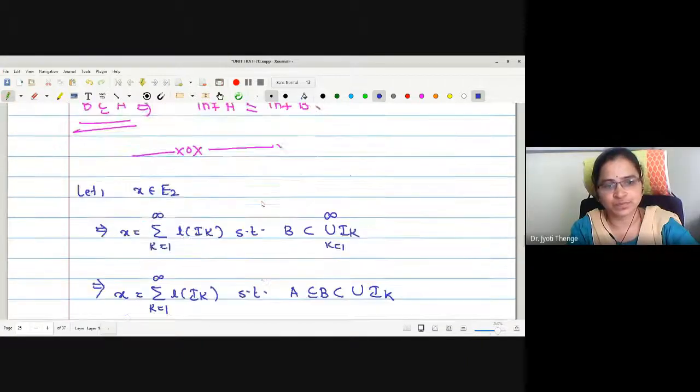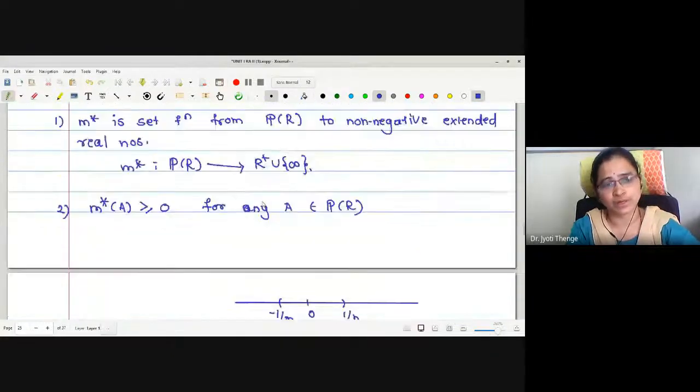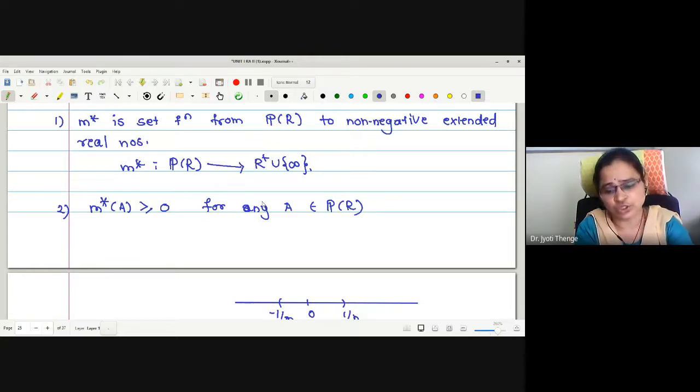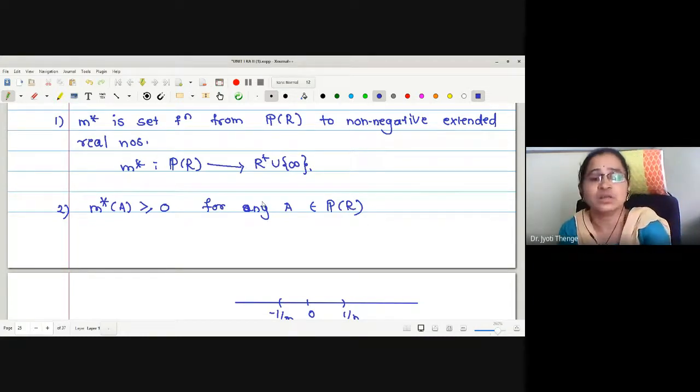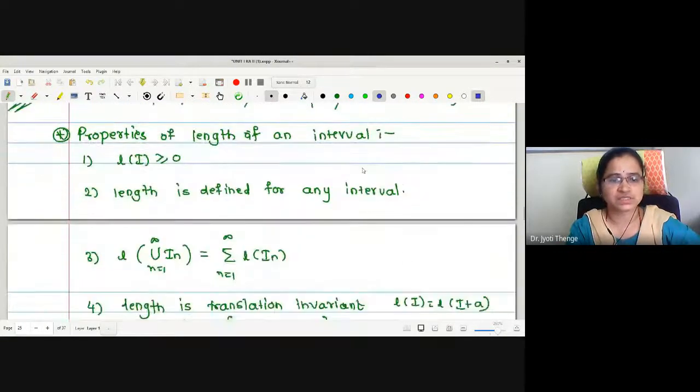Now the next proposition: we will check whether this outer measure satisfies all the properties of the length that we have defined. If it does so, only then can one say that this outer measure is a nice generalization of the concept of length. In the further propositions, we are going to show that the outer measure of an interval is its length. That will assure us that this is the generalization of the concept of length. But what are the remaining properties of length? That also we have to check.